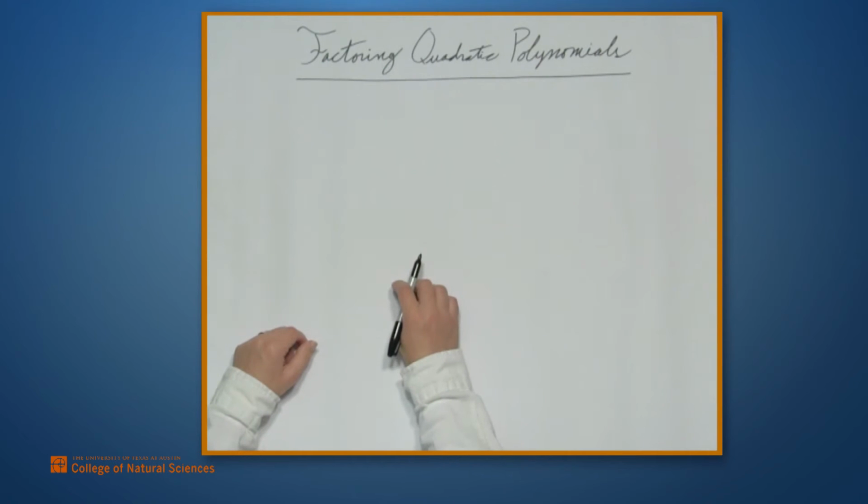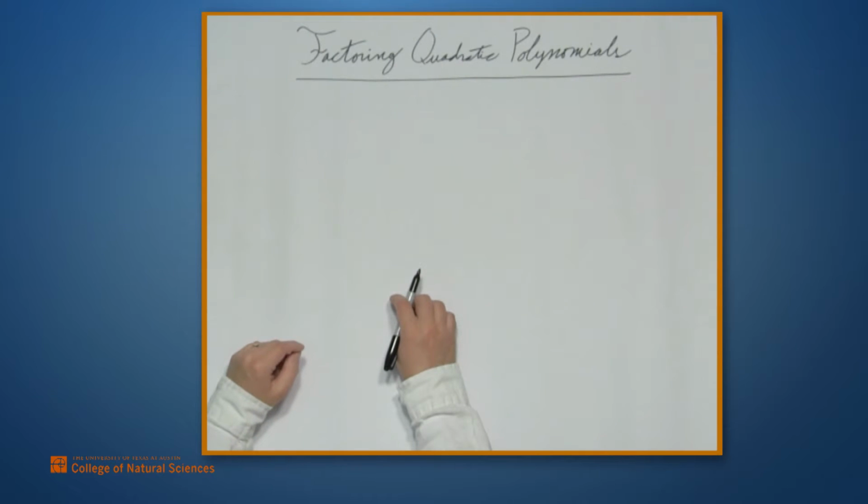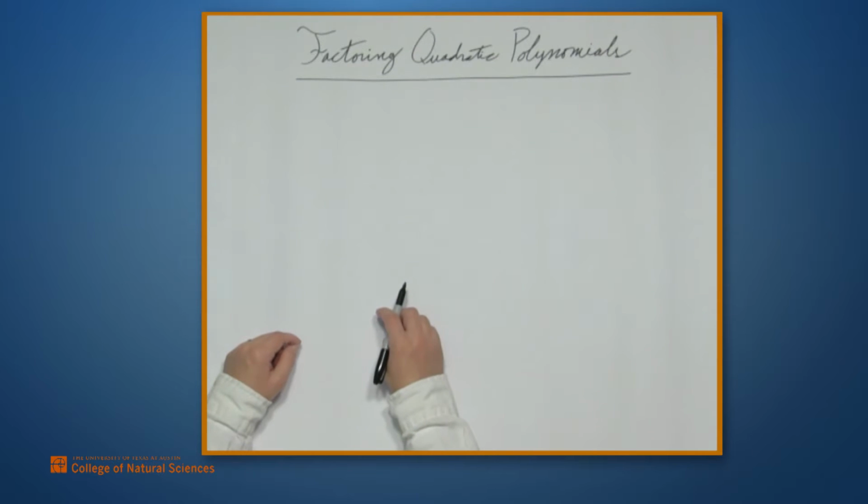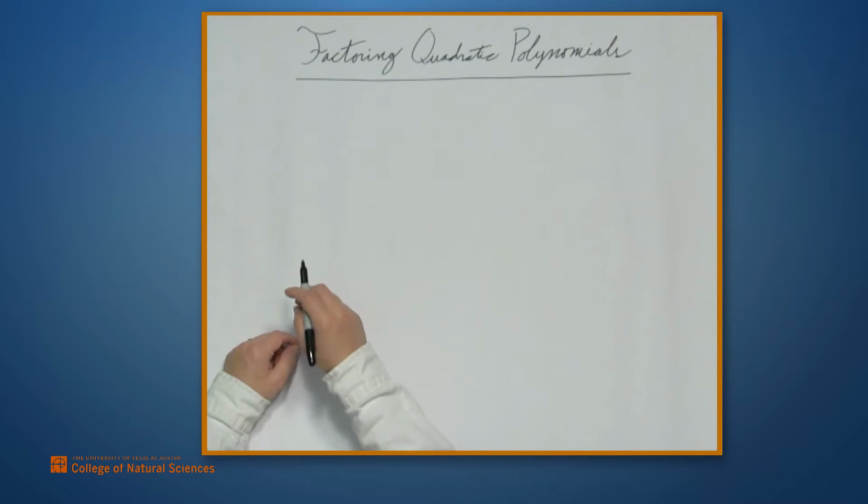We're here at the example table, and in this video we're going to talk about factoring quadratic polynomials. We're going to look at 3 examples, and they're all examples that are simple enough that we can more or less look at them and know how to factor them. However, it's useful to talk about the specifics of how we can do this.